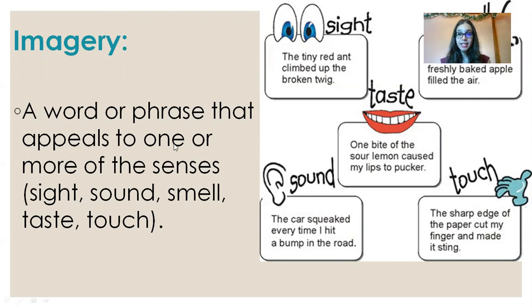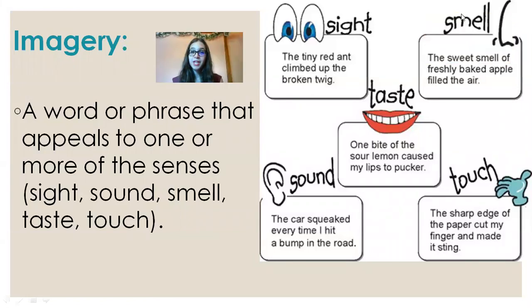So this little slide here, this picture, helps illustrate different kinds of imagery. So sight imagery: the tiny red ant climbed up the broken twig. We can clearly visualize a small little ant. Smell: the sweet smell of freshly baked apple filled the air. We can smell that, so that appeals to our nose.